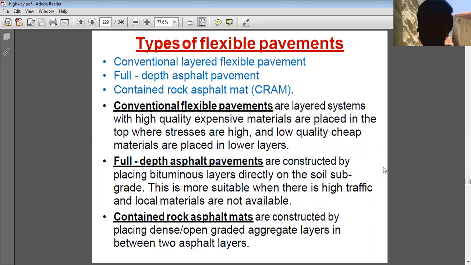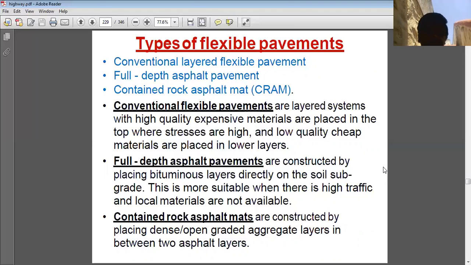Next, different types of flexible pavement: conventional layer flexible pavement, full depth asphalt pavement, and contained rock asphalt mat, CRAM. First one is conventional. These are layered systems with high quality expensive materials placed on the top, where stresses are high, and low quality cheap materials placed in lower layers. Stress is nothing but load by area.